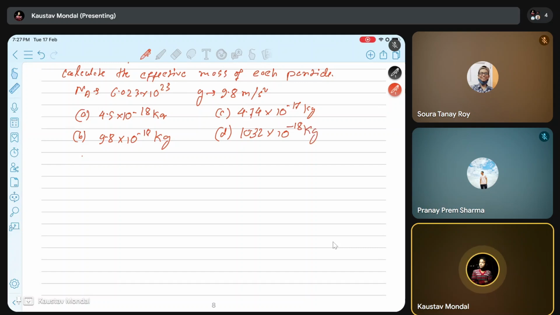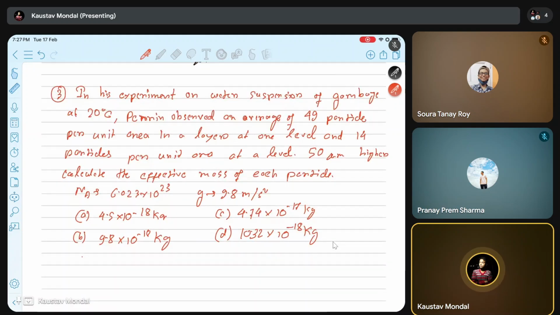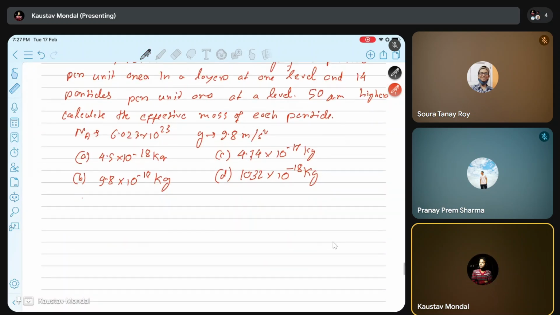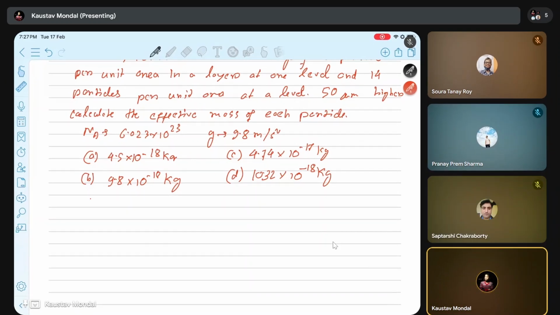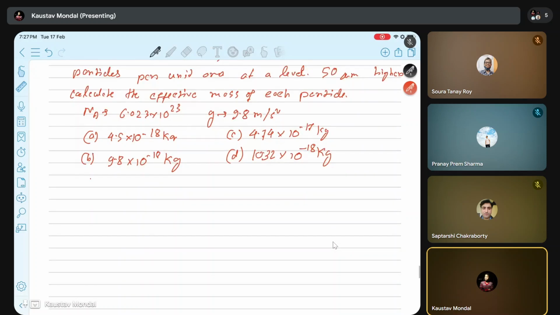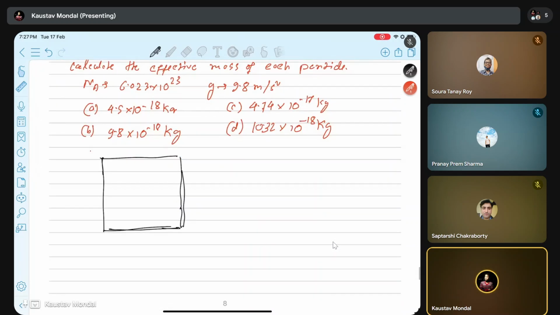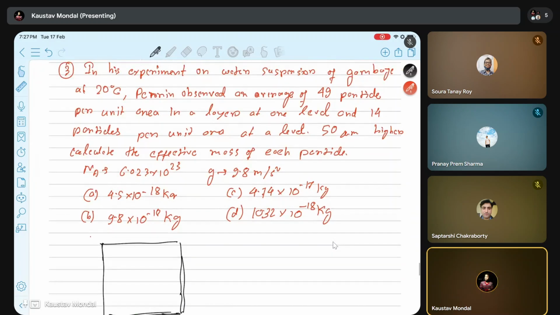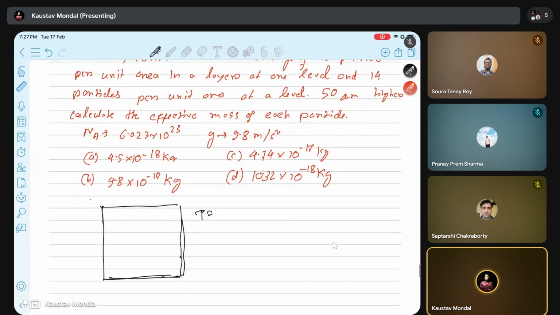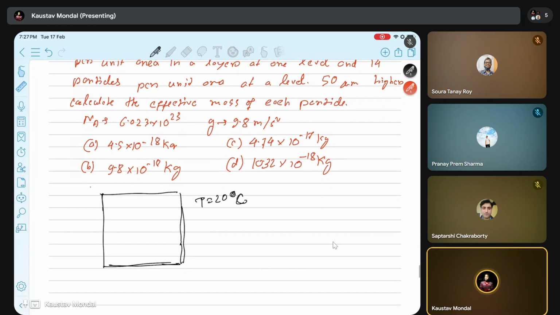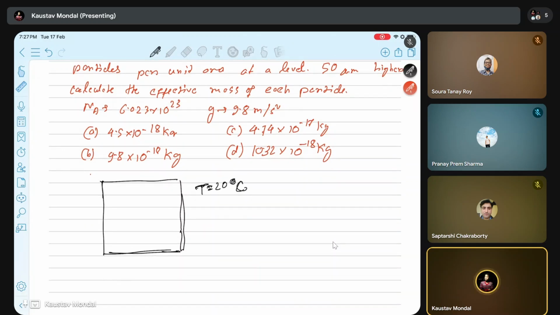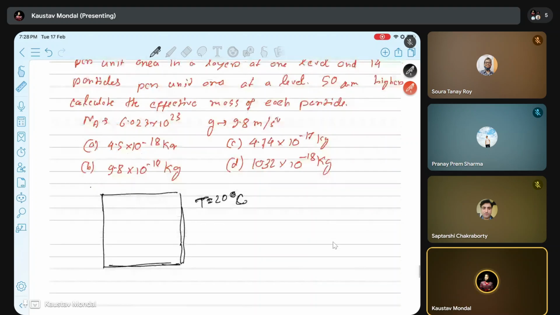Now this experiment is nothing but the sedimentation part that we have discussed. He wants to tell that, in the experiment, let's suppose this is the container of water. What Perrin observed is that the suspension of Brownian particles is at 20 degrees centigrade. The temperature T is 20 degrees centigrade, since the temperature plays a role in the motion of Brownian particles, so temperature is necessary.